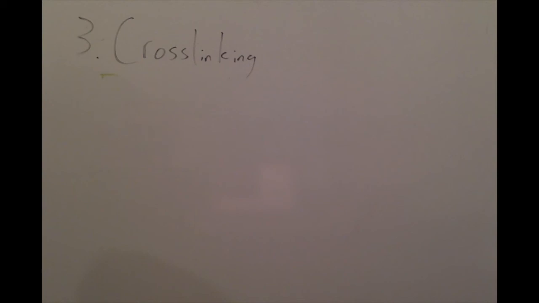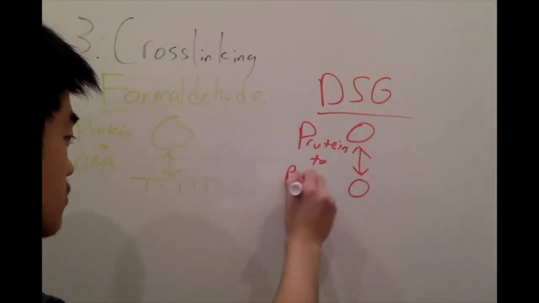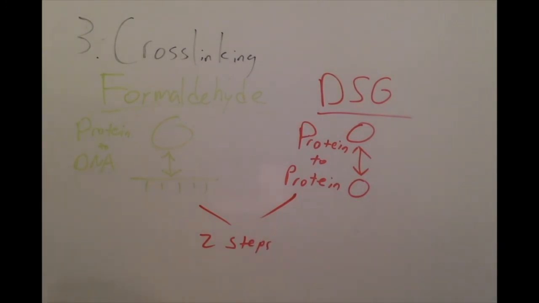Lastly, problems with cross-linking may also occur. The most commonly used cross-linker is formaldehyde, which is good at cross-linking proteins to DNA. However, for certain situations where multiple proteins are involved, other cross-linkers, such as DSG, can improve results. DSG is a good cross-linker for protein-to-protein interactions and can be used in conjunction with formaldehyde to cross-link proteins in DNA.